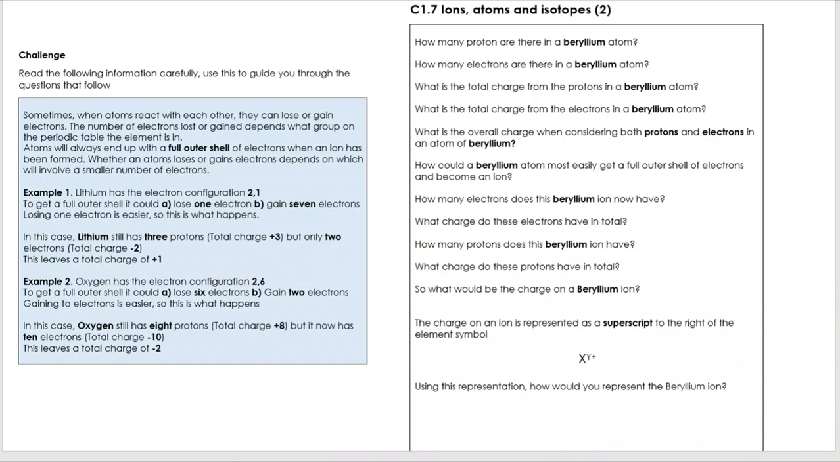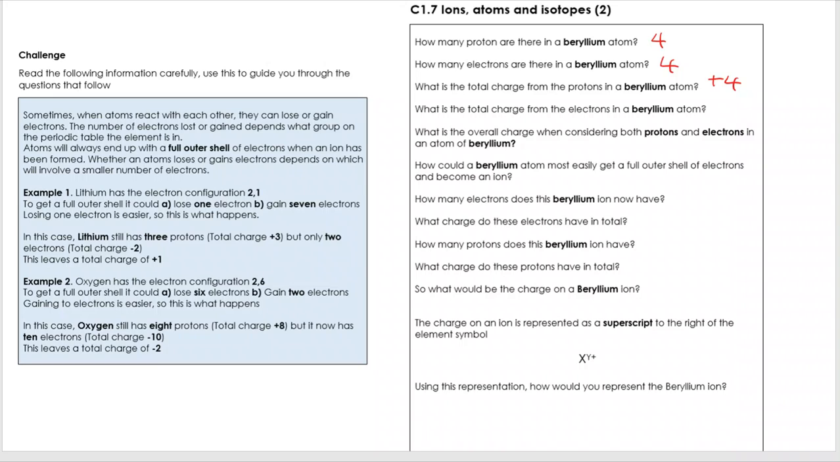So we're dealing with beryllium on the right-hand side. How many protons are there in a beryllium atom? There are 4 because it has an atomic number of 4. And how many electrons? There are also 4 because in an atom, the number of protons is equal to the number of electrons. Be really careful on these next questions. The total charge from the protons in a beryllium atom is +4. You've got to remember that protons have a charge of +1. If there are 4 of them, it's +4.